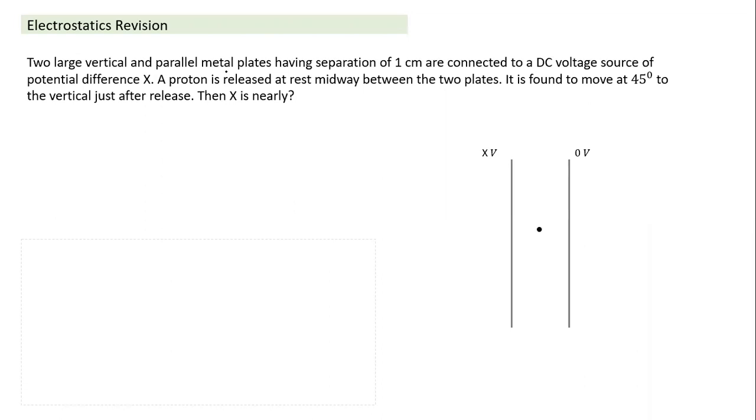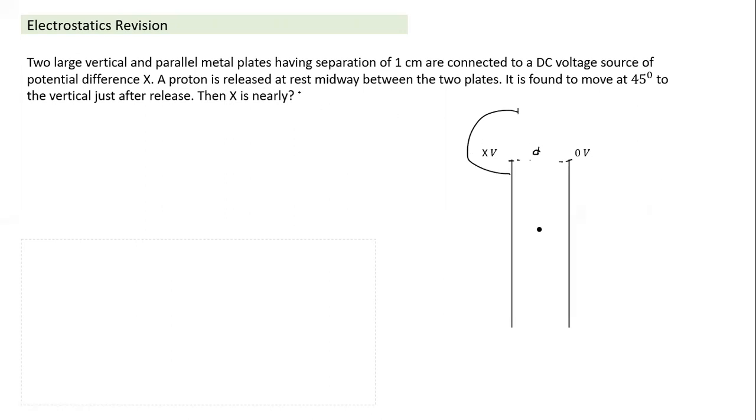Two large vertical metal plates. This is actually like a capacitor. So two large vertical parallel metal plates have a separation of 1 centimeter. They are placed at some distance d apart, which is given as 1 centimeter here, and they're connected to a DC source. The DC source has a potential difference of X. If I connect this side to the positive plate, this potential is X volts and this is 0 volts. Doesn't matter, the potential difference is X volts.